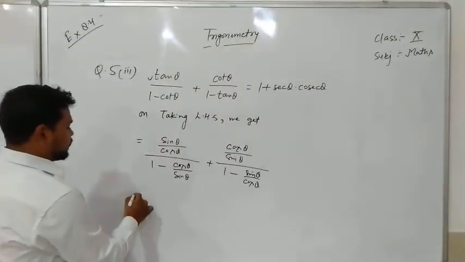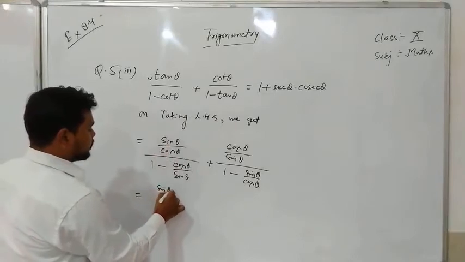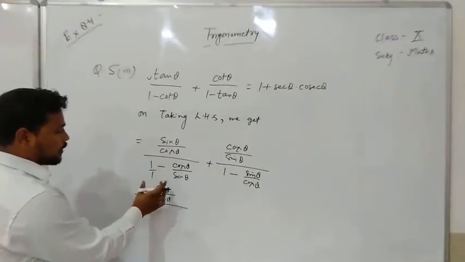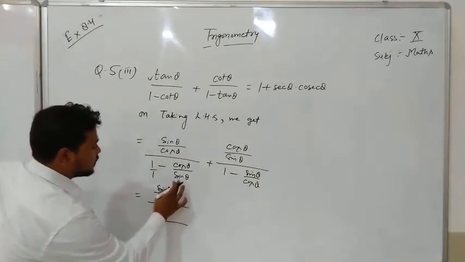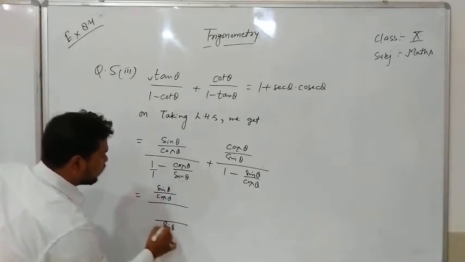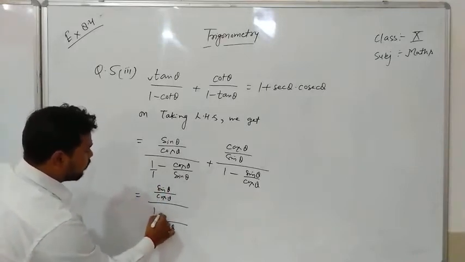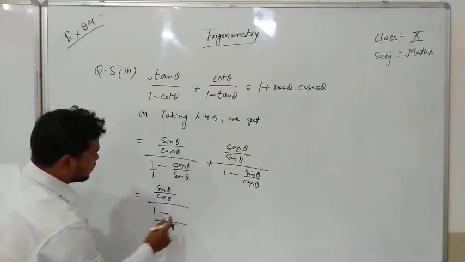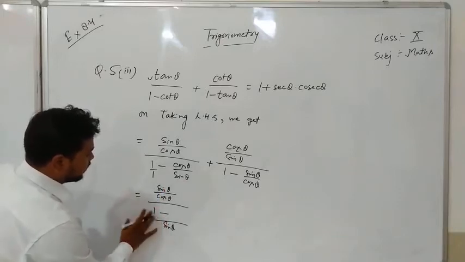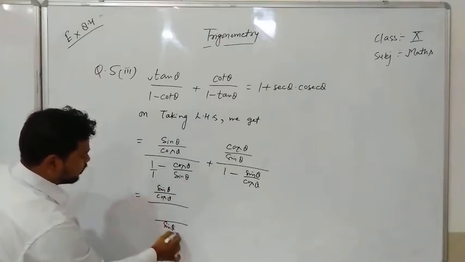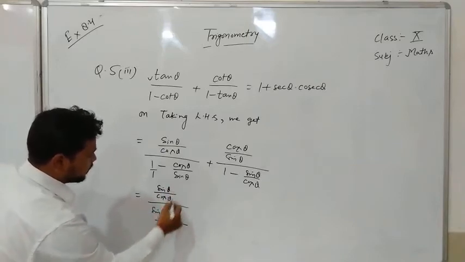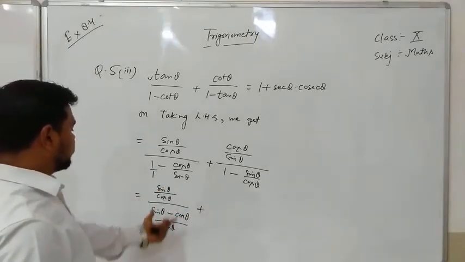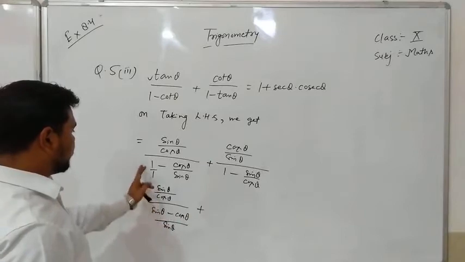Now students, sin theta upon cos theta and 1 can be written as 1 upon 1. So the 1 is cancelled with 1, and for 1 minus cos theta upon sin theta, the LCM is sin theta; sin theta times 1 is sin theta, so it is sin theta minus cos theta in the denominator, giving sin theta upon cos theta into sin theta upon sin theta minus cos theta.